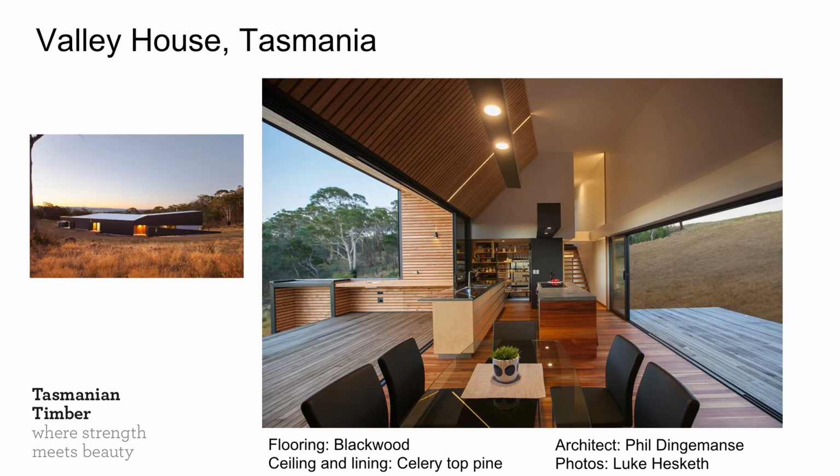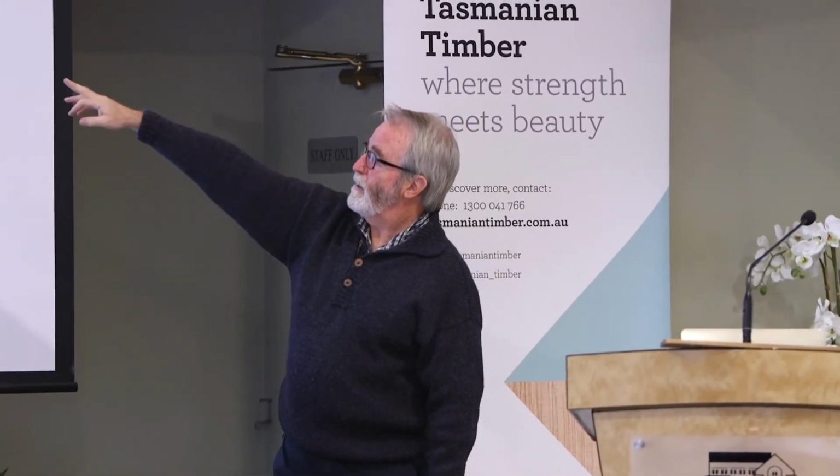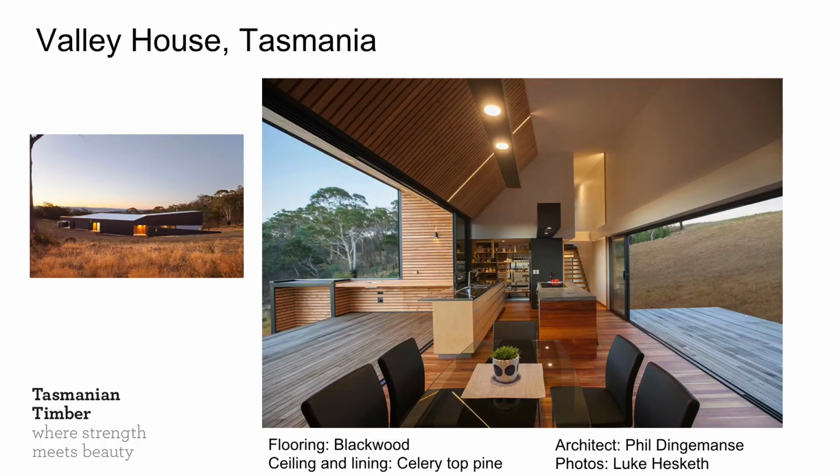This is called the Valley House. This is in northern Tasmania. Phil Dingemans designed it. We've got blackwood floor across here, and then we've got celery-top pine then used in the ceilings and in the decks. Now, I mentioned earlier celery is a more durable species. It's one of the few durable species we've got that will last outside. That's celery without sapwood on it. The sapwood's not very durable, but the heartwood is. It also gives you these lovely tones.